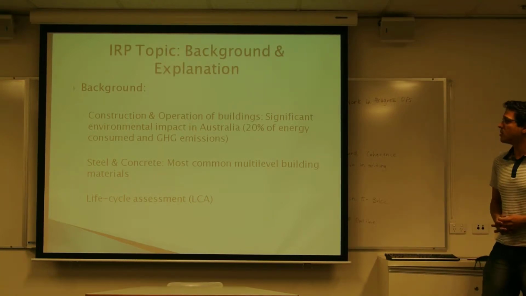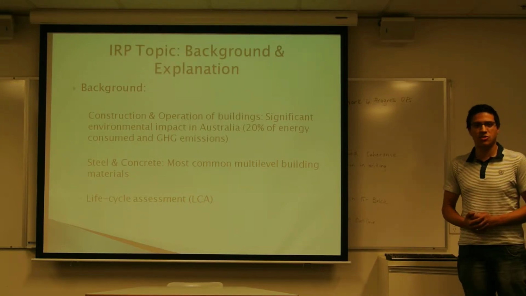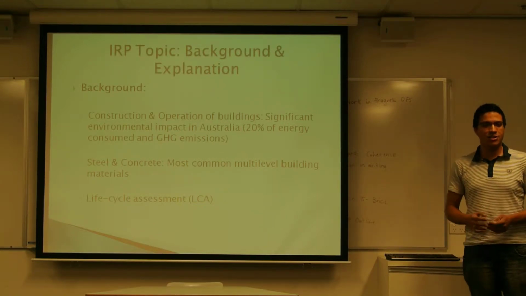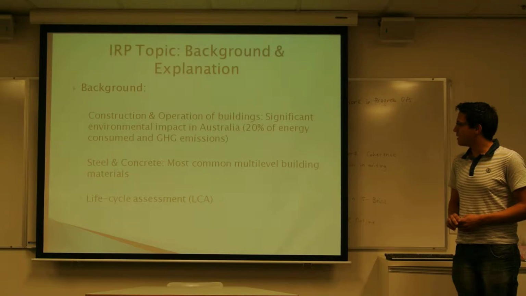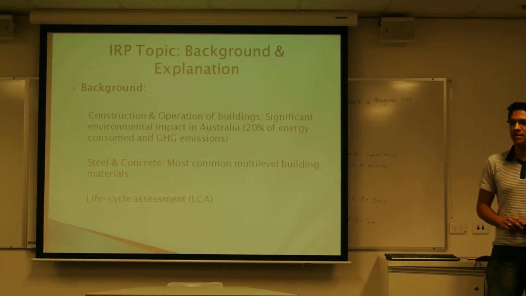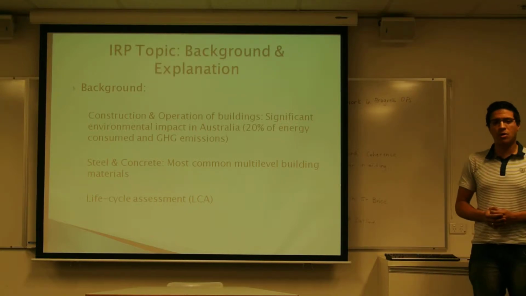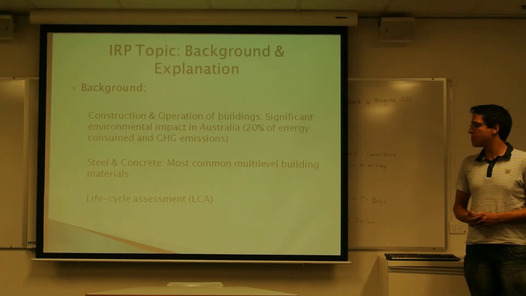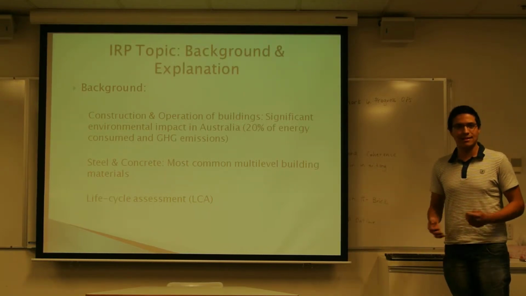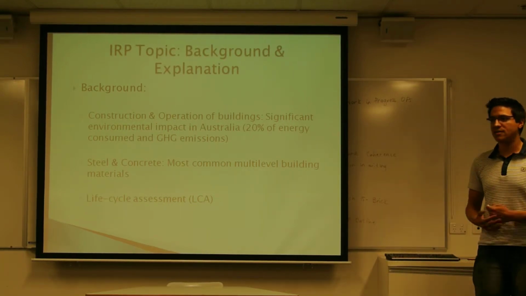This is a background. Construction and operation of buildings have a significant environmental impact in Australia. About 20% of energy consumed and GHG emissions. GHG is greenhouse gas, which increases the global warming. Steel and concrete are the most common multi-level building materials in Australia. And life cycle assessment, or LCA, is the best methodology to evaluate environmental impacts of buildings.